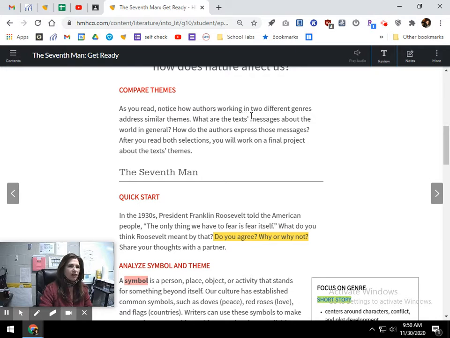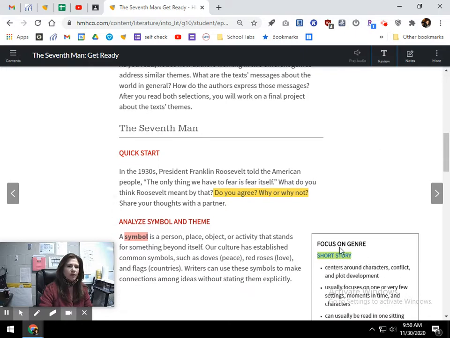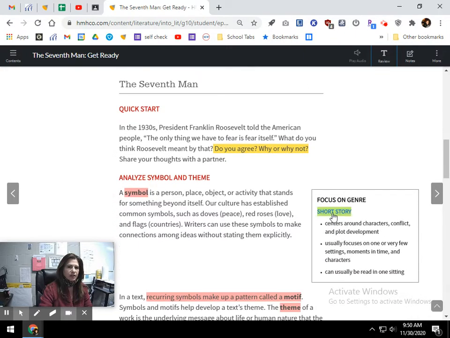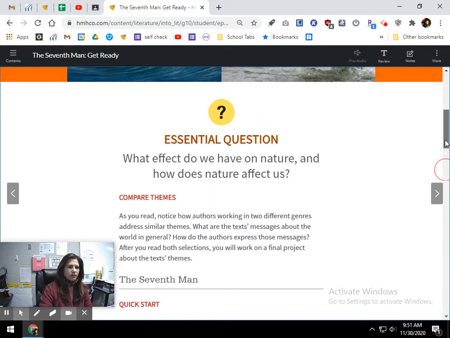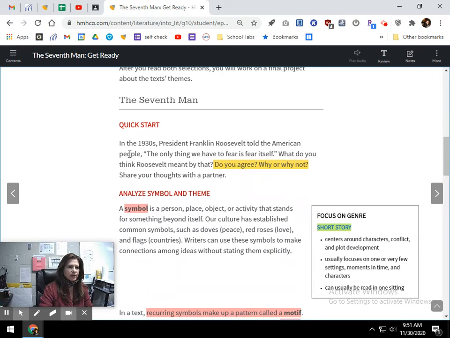As you read, notice how the authors working in 2 different genres address similar themes. Always pay attention to the genre focus. So I just highlighted short story over here if y'all want to just follow along with me, because that is our genre focus. I'm not going to read this because you all know the short story is the genre that you were first introduced to, from the time you were born, pretty much, short stories. So you can read over that if you need to. We do have a quick start, so let's look at it.